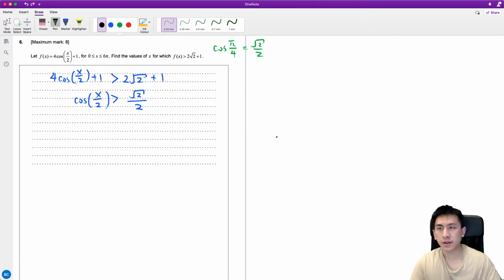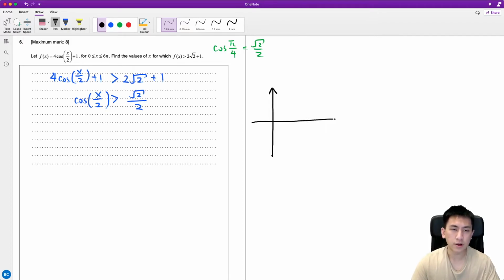Then the next thing is you can't just go ahead and solve it, because it's an inequality. Whenever you're dealing with an inequality, you have to be very, very careful. You have to really look at the region and look at the graph. So now we're going to sketch the function, cosine of x over 2. I'm going to have the nice cosine graph here, so that's y and that's x.